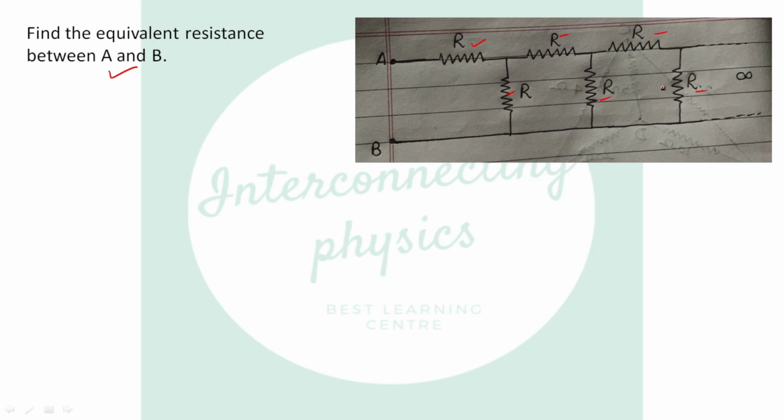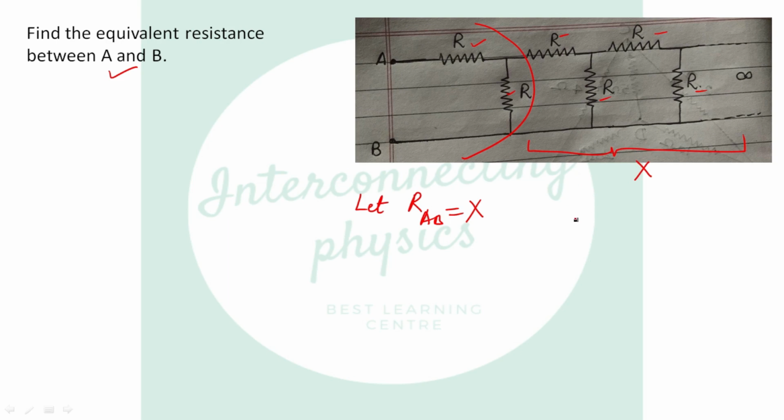So what we have to do here, let the equivalent resistance between A and B be X. We have to assume that the equivalent resistance between A and B is X. Now remove the first unit from the infinite network. Remove the first unit. Okay. Now what is the equivalent resistance of this infinite network? This is also X. Why?